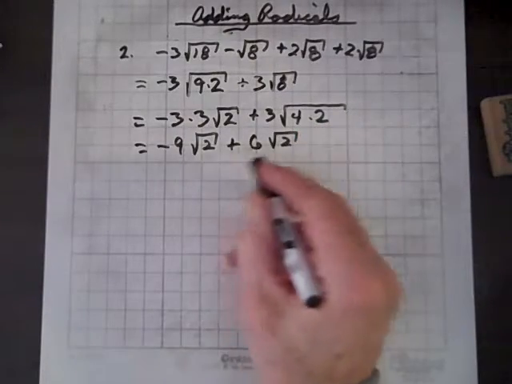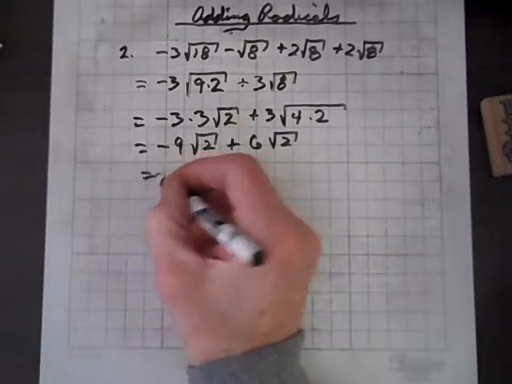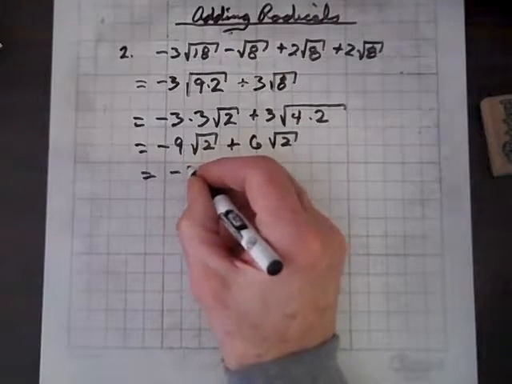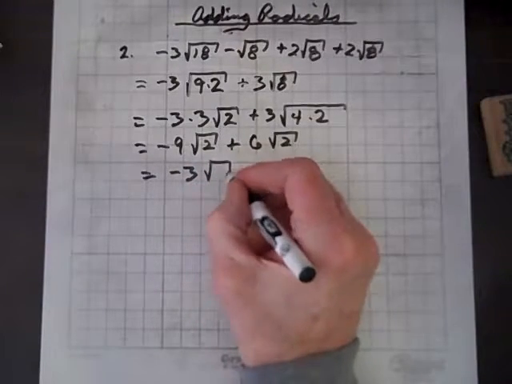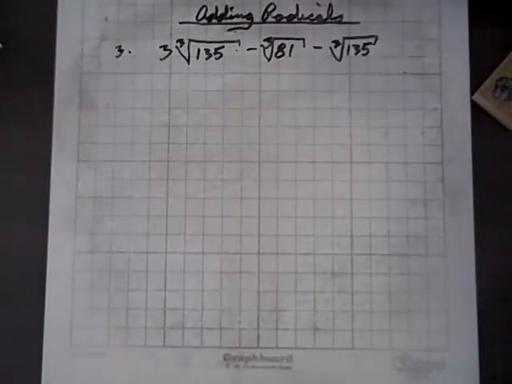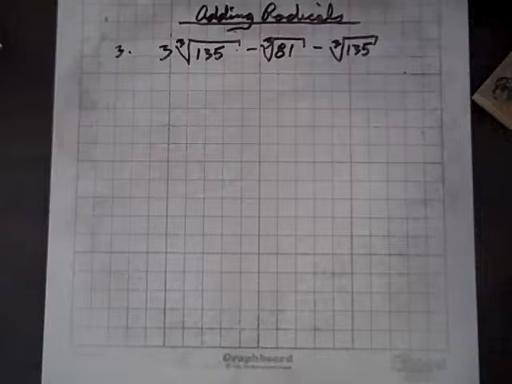And what do you know? We have like terms here. So that's going to be 9 minus 6 is negative 3 root 2. And we're done.